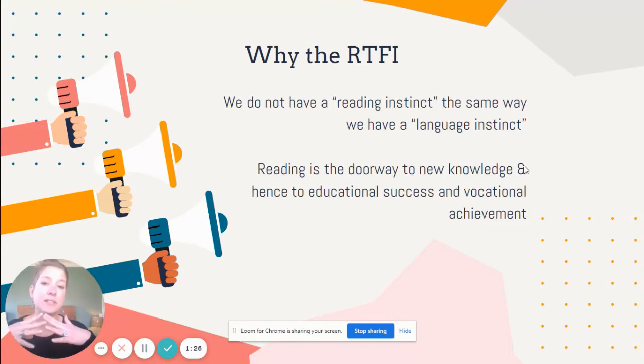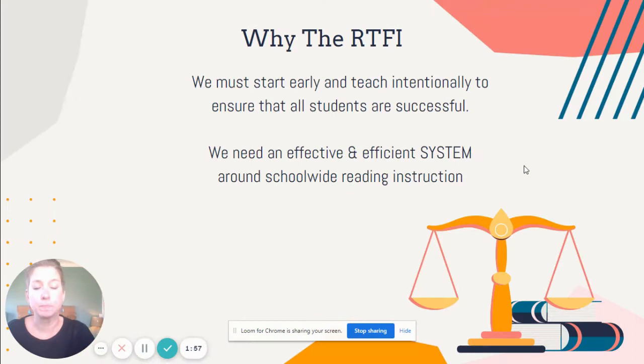Reading is not an instinct. Language, for example, is an instinct, but we have to be taught how to read. And we need to know how to read so that we can have equitable access to our environments. It's a doorway for us through our educational experiences and successes, and it's an opportunity for us to have various vocational paths in our future.